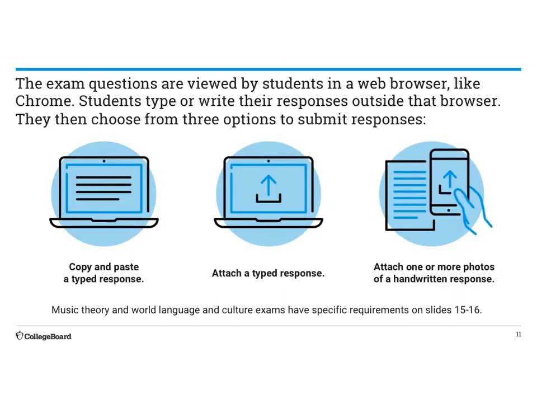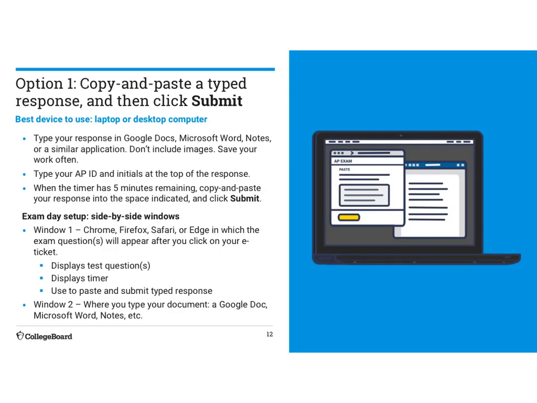There are 3 main ways that you are going to submit your work. You can copy and paste a typed response, attach a typed response, or attach 1 or more photos of a handwritten response. You won't be able to type directly into your AP exam through the College Board platform. So if you are going to copy and paste your typed response, you're going to use a laptop or a desktop computer, have a word processing software open, type your AP ID and initials at the top, and then copy and paste it back into the original browser.